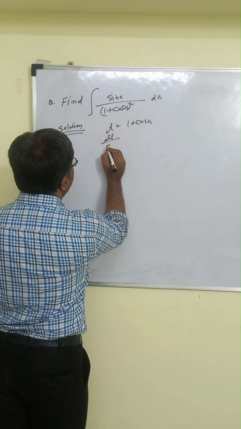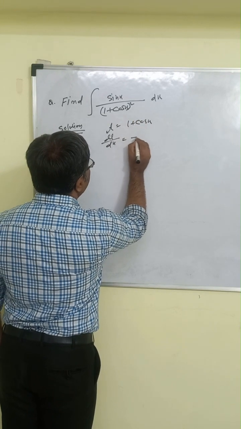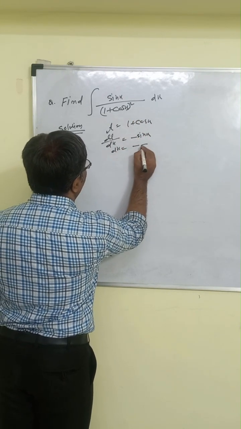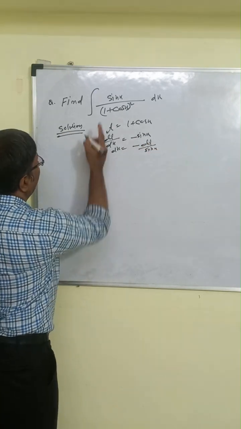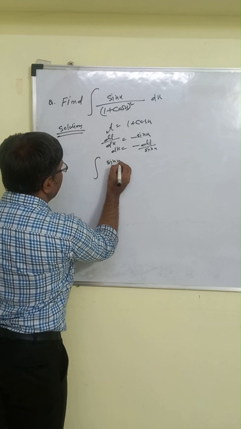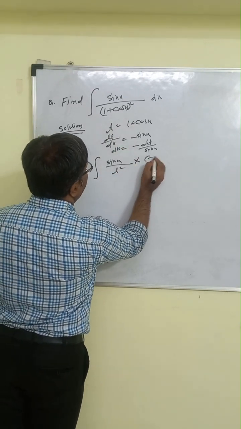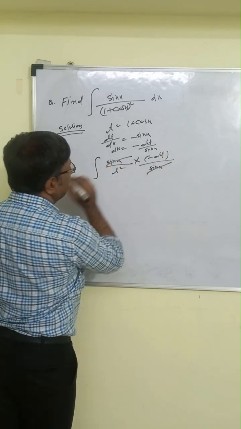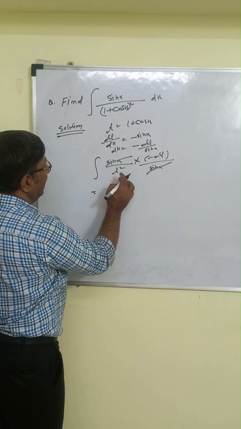So we will get dt by dx equal to the derivative of the constant 0, plus minus sin x. So we can find dx equal to minus dt upon sin x. Now put the value here. We write sin x, and 1 plus cos x is t, so we can write t square. And here minus dt upon sin x, so this sin x is cancelled out. We will get minus 1 upon t square.